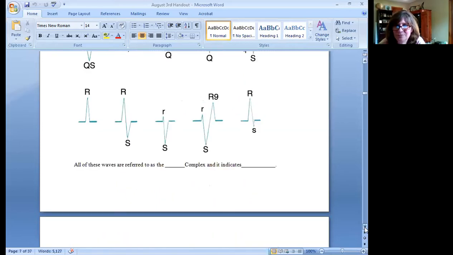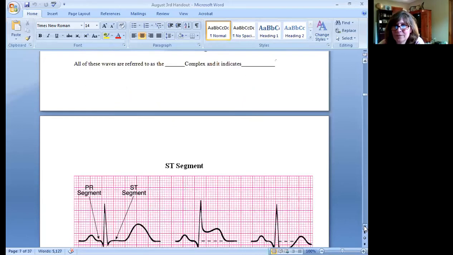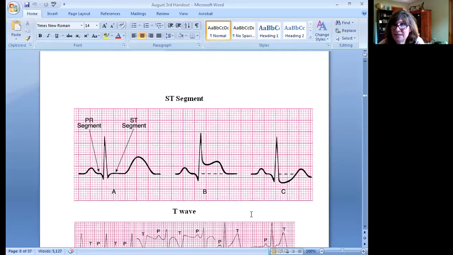It's all good. So all of these waves are referred to as QRS complexes, and it indicates ventricular depolarization, which hopefully produces a ventricular contraction, which, my friends, is your pulse. Awesome. ST segment, as I said, we are going to look at ST elevation, the letter B, and ST depression more in perfusion 2.